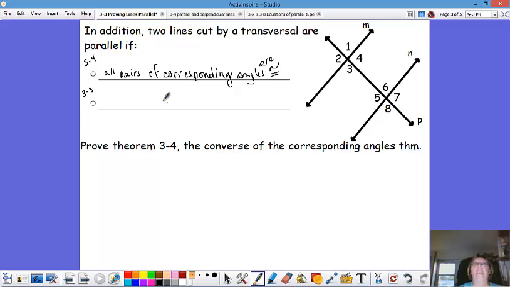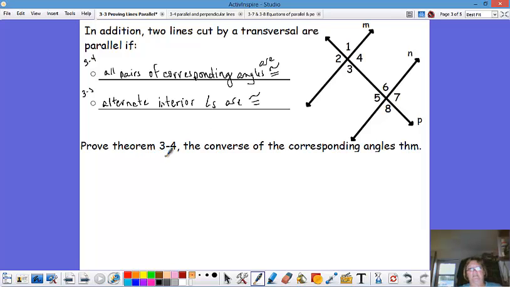What's left? Alternate interior angles. So the last thing would be: two lines cut by a transversal will be parallel if alternate interior angles are congruent. Alternate interior angles are congruent. All right, pardon my sloppy writing.